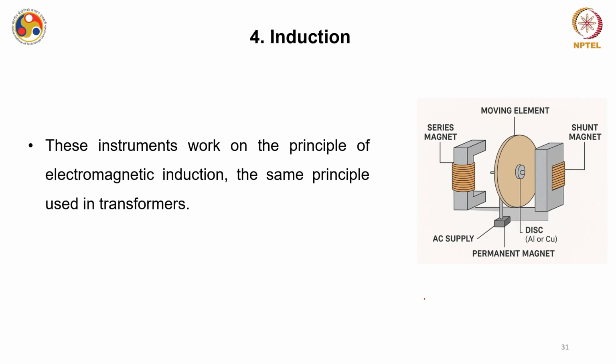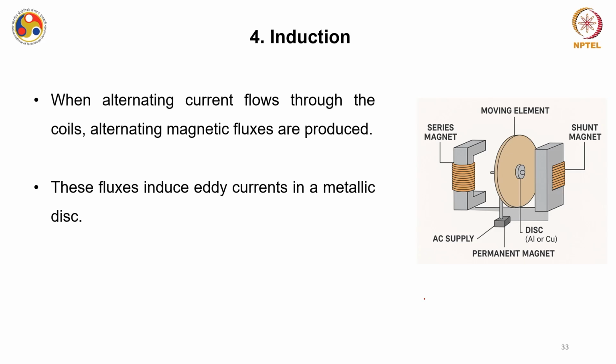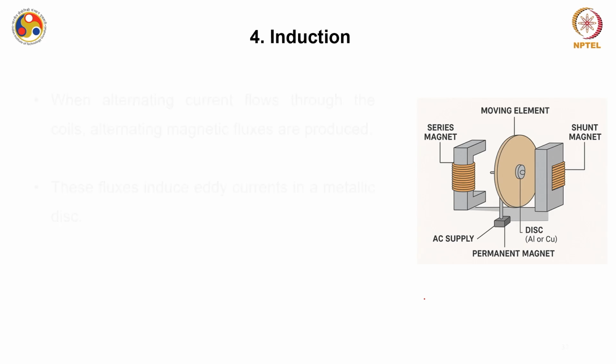These induction instruments work on the principle of electromagnetic induction, the same principle which is used in transformers. They operate again only on AC because electromagnetic induction requires a changing magnetic field to induce currents, which are known as eddy currents. Now when AC flows through the coil, alternating magnetic fluxes are produced, and these fluxes induce eddy currents in a metallic disc.